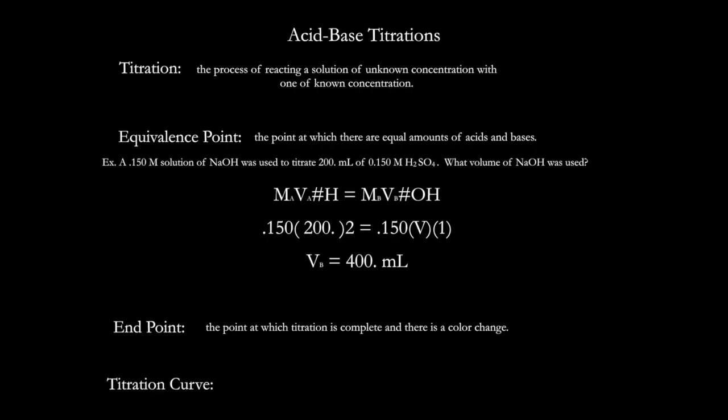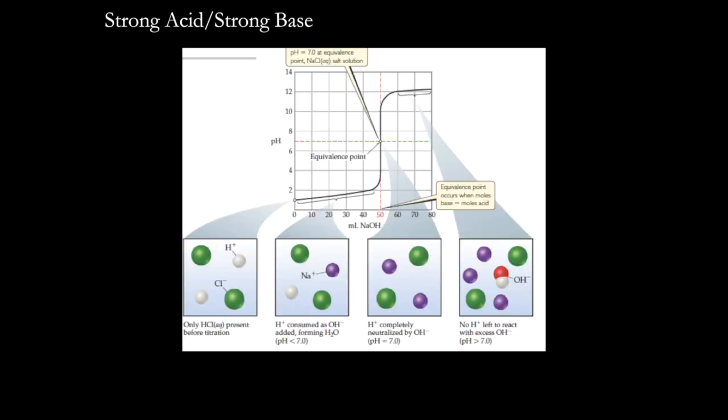The last concept is your titration curve. Now your titration curve is a graph of your pH, so your pH goes on your y-axis, versus the volume of your titrant, which in a lot of cases tends to be your base. And so what we're going to do right now is we're going to look at examples of titration curves in order to understand titration just a little bit better.